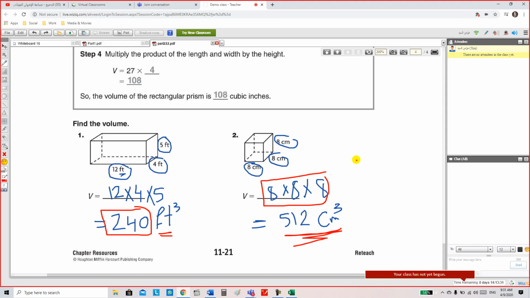Okay, guys, that's our revision today of chapter 11. Someday, inshallah, we are going to revise what we studied before in chapter 10. Make sure that you will attend this virtual class.